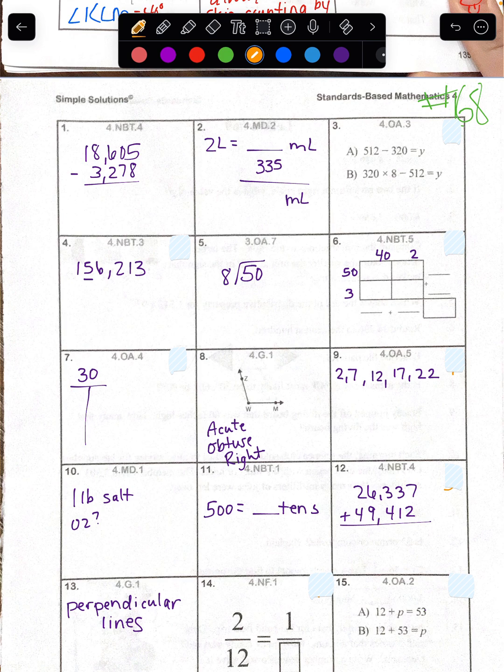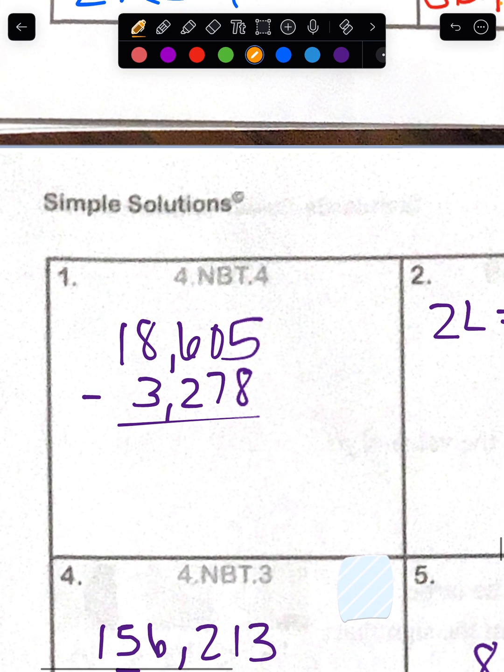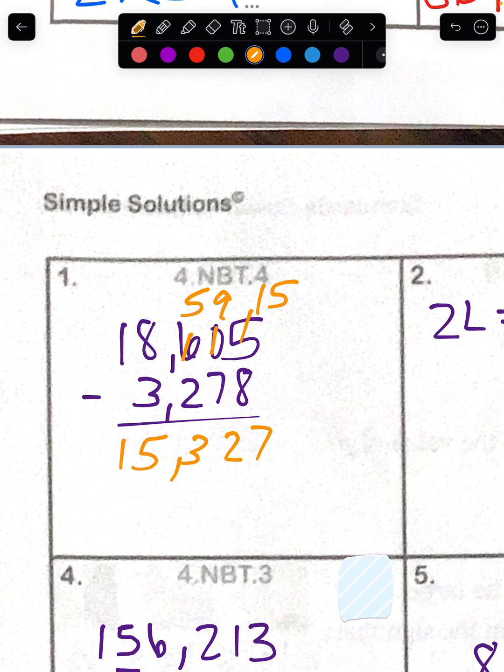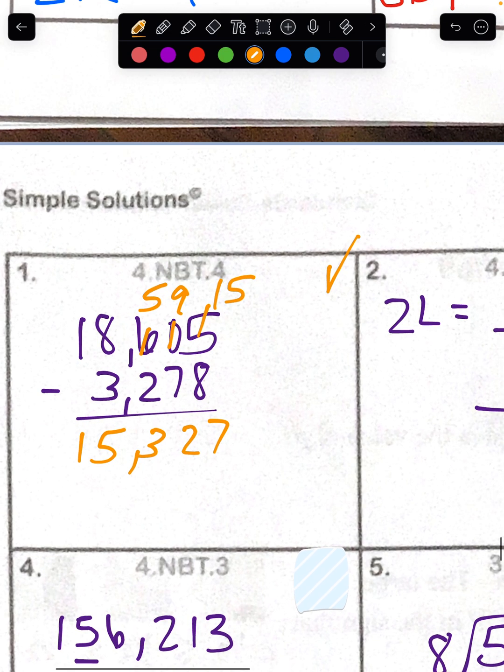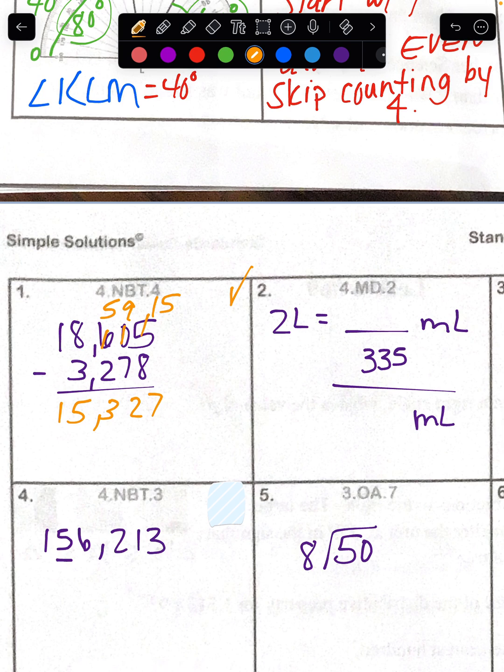Right? Simple solution video 68. Here we go. Number 1, we are looking for the difference. A little bit of regrouping here, not very much. 15,327. All right, number 2, we're talking about drinking fruit juice or fruit punch.